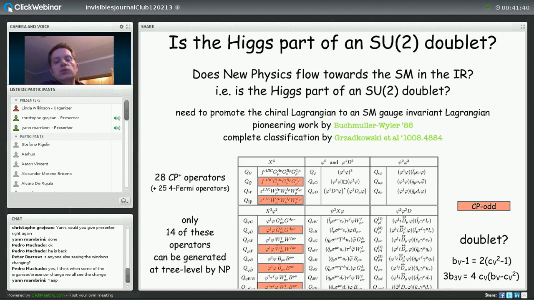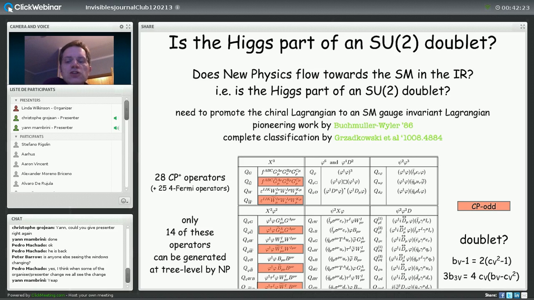So the way to test that is now basically to write a chiral Lagrangian in terms of higher dimensional operators using this Higgs doublet, right? So the classification of those operators is a task that started many years ago, mostly by this pioneering paper by Buchmüller and Wyler in '86. And if you open their paper, they had a lot of operators, about 80 or 90 of those operators. And actually, many of those operators are redundant. Namely, you can get rid of them by doing some field redefinition.